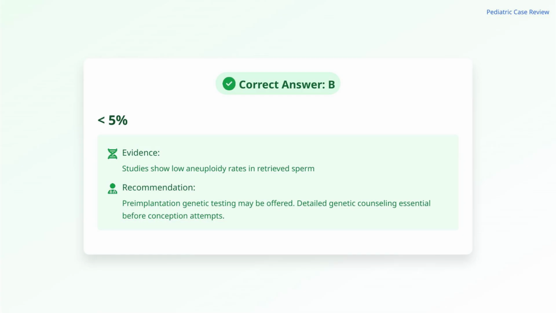Research demonstrates that viable sperm retrieved from males with Klinefelter syndrome generally have normal chromosomal constitution. The aneuploidy rate in offspring conceived through intracytoplasmic sperm injection is slightly elevated but remains under 5%. Despite this relatively reassuring data, pre-implantation genetic testing is often offered to detect chromosomal abnormalities before embryo transfer. Comprehensive genetic counseling should be provided to all couples before attempting conception using retrieved sperm.